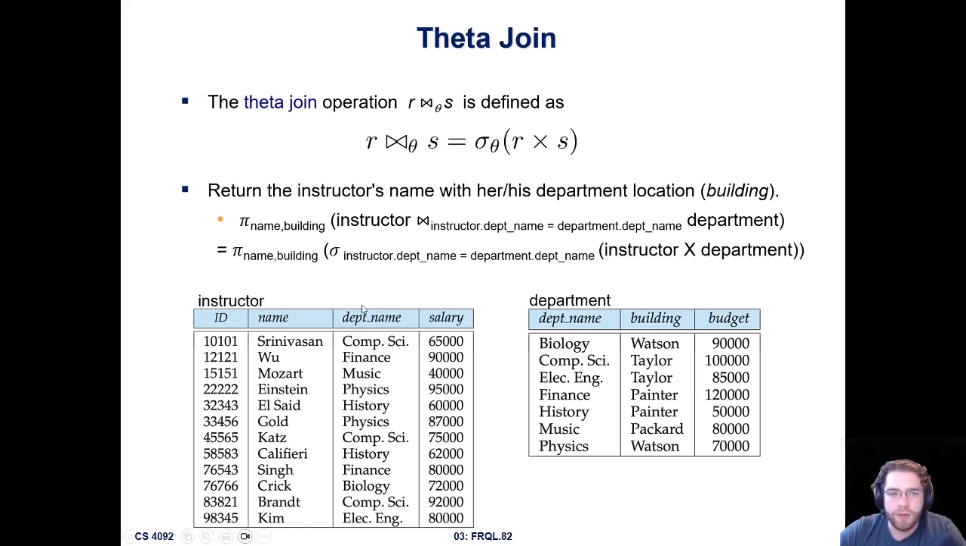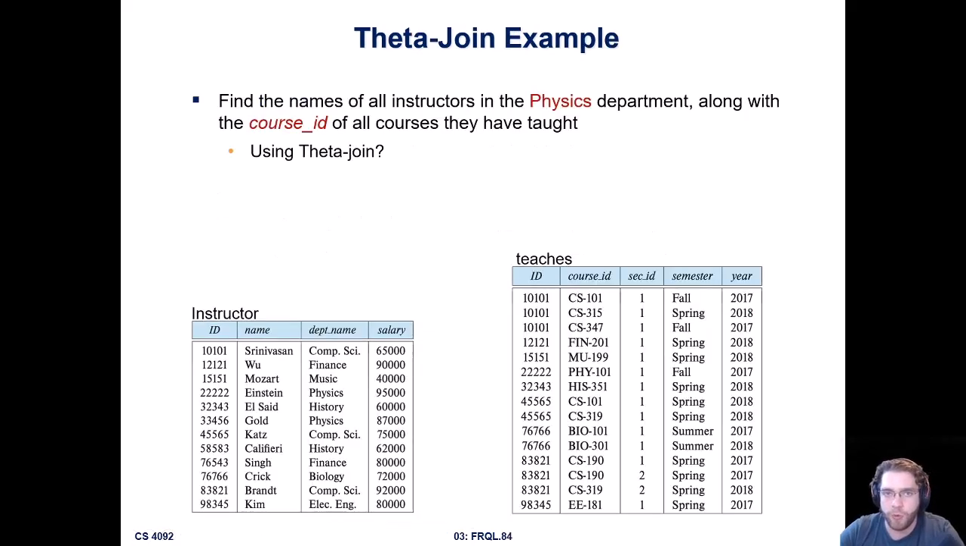So again, for instance here, we could say project theta join between instructor and department, on the tuples where the instructor department name is equal to department name. Okay, so that's the comparison between these two that we'll have. And again, natural join is more so just joining across all of the elements naturally, whereas a theta join allows us to get more specific with what we want.